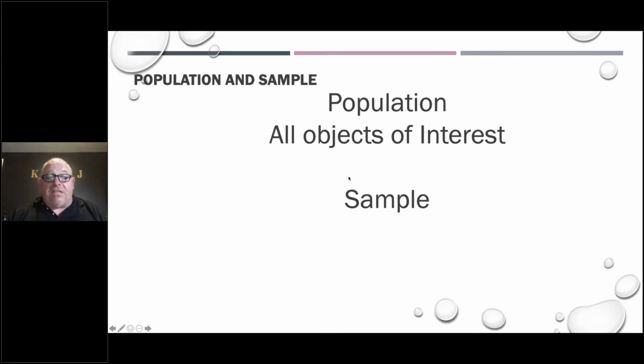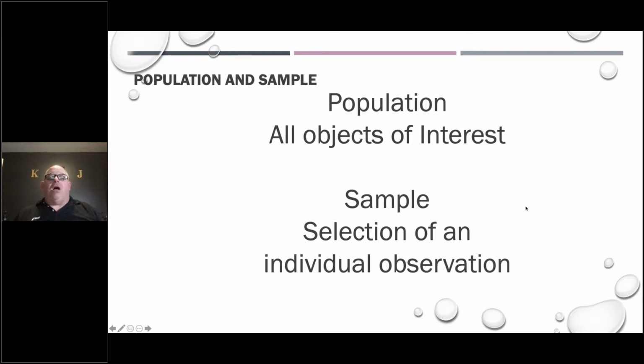Okay? If I'm doing a sample, it's a selection of an individual observation. So let me change it to Christian schools. If I want to do the population, I'm going to try and get every person that goes to a Christian college to be in my study. But that's not realistic. It really can't be done. So now we're going to a sample. A sample is a smaller size that is a representation of the total population.